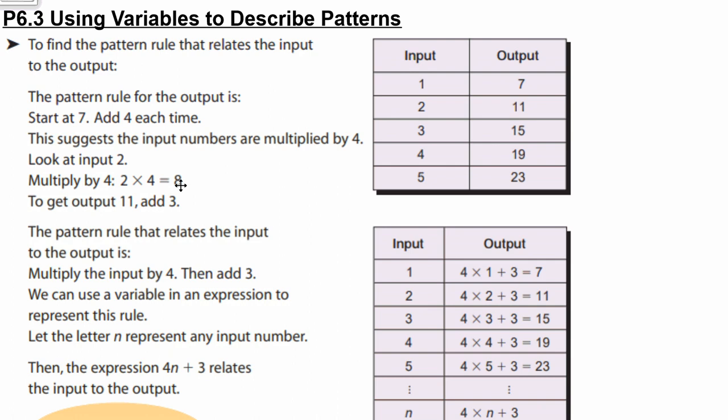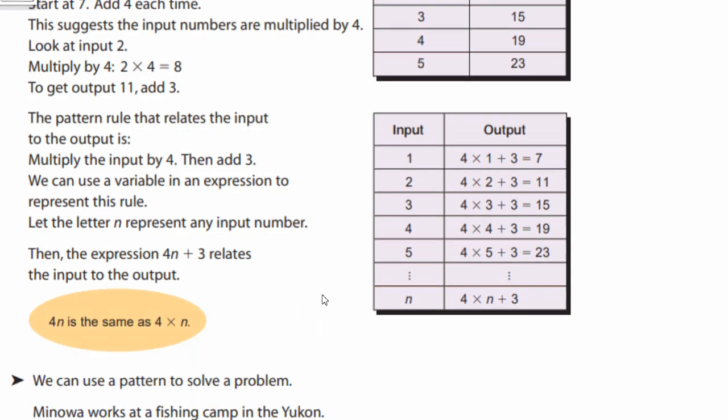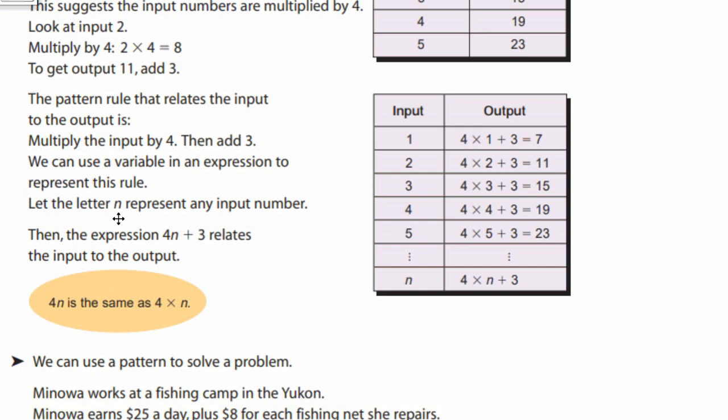Well, in order to go from 8 to 11, we need to add 3. So the pattern rule that relates the input to the output is multiply by 4, then add 3. We can use a variable and expression to represent this rule. So we are going to let the letter n represent any input number. So we can then rewrite it as the expression 4n + 3 relates the input to the output.